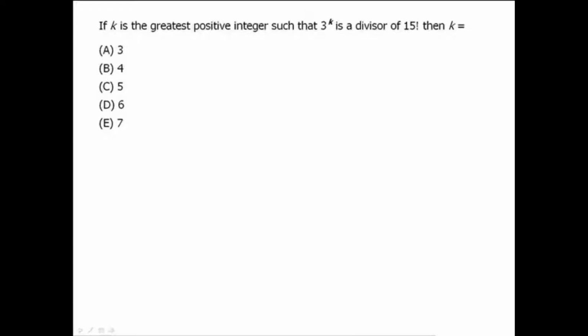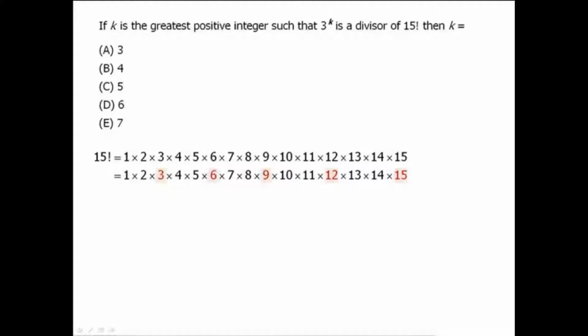Let's begin by examining 15 factorial. We see that it is the product of all integers from 1 to 15. Now this question is essentially asking us what is the greatest number of 3's that we can factor out of this product. Now notice that we have several 3's hiding among the numbers I've highlighted here.